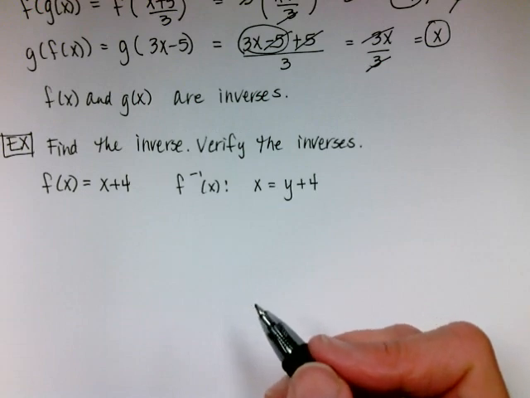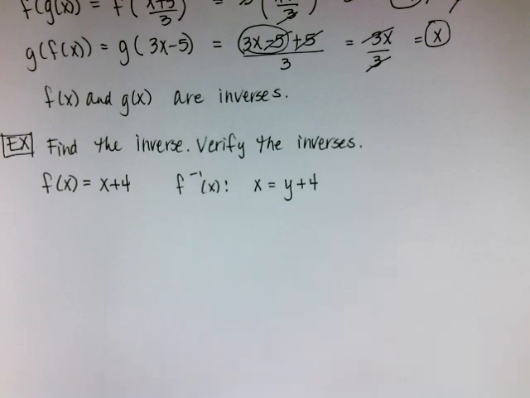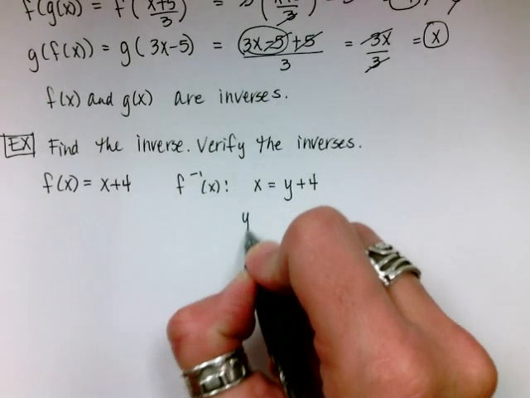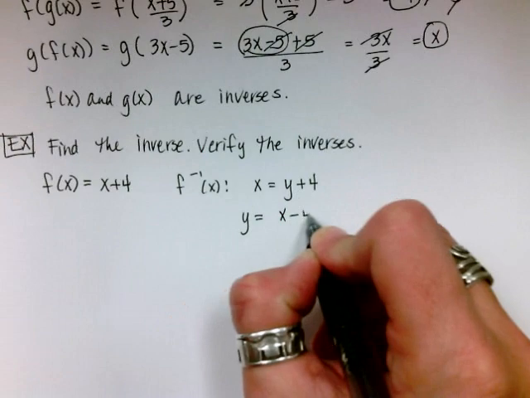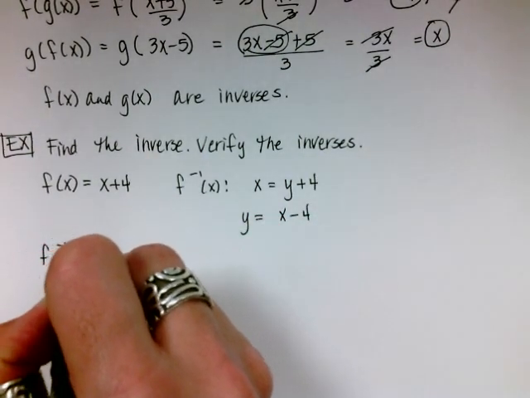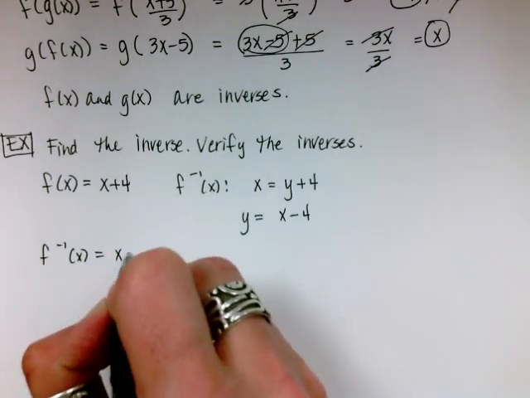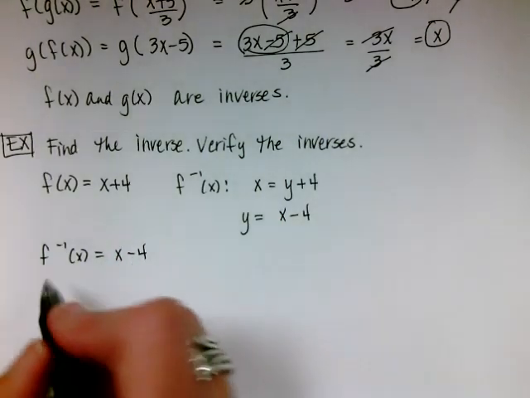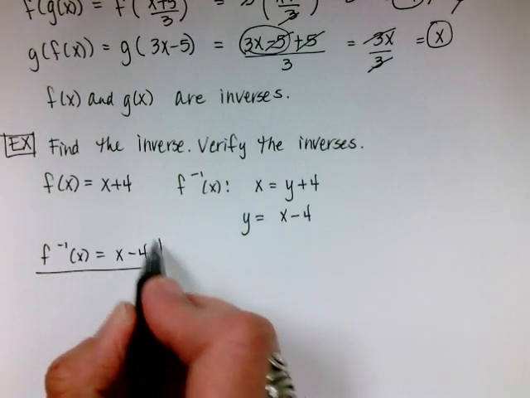The next step is to actually solve for y, and that's the piece that most people forget. So I'm going to subtract 4 from both sides, and I'm going to get y is equal to x minus 4. So my inverse, f to the negative 1 of x, is actually going to be x minus 4. Okay? Alrighty, that was actually pretty easy.